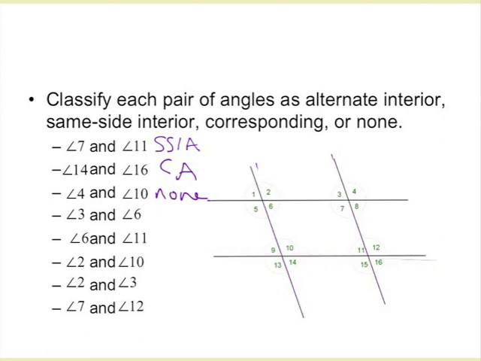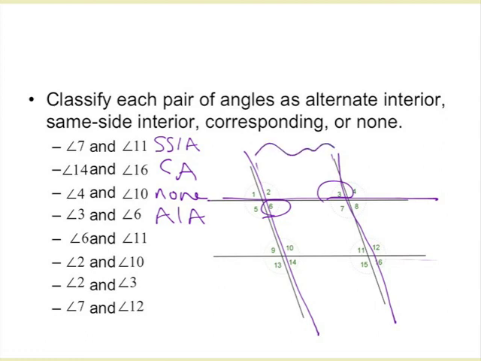So the next one, 3 and 6. If I trace out 3 and 6, I only had to trace out 3 lines, so that's good. And what kind of angle pair are 3 and 6 then? Alternate interior. They're on opposite sides, and they're between the set of lines.